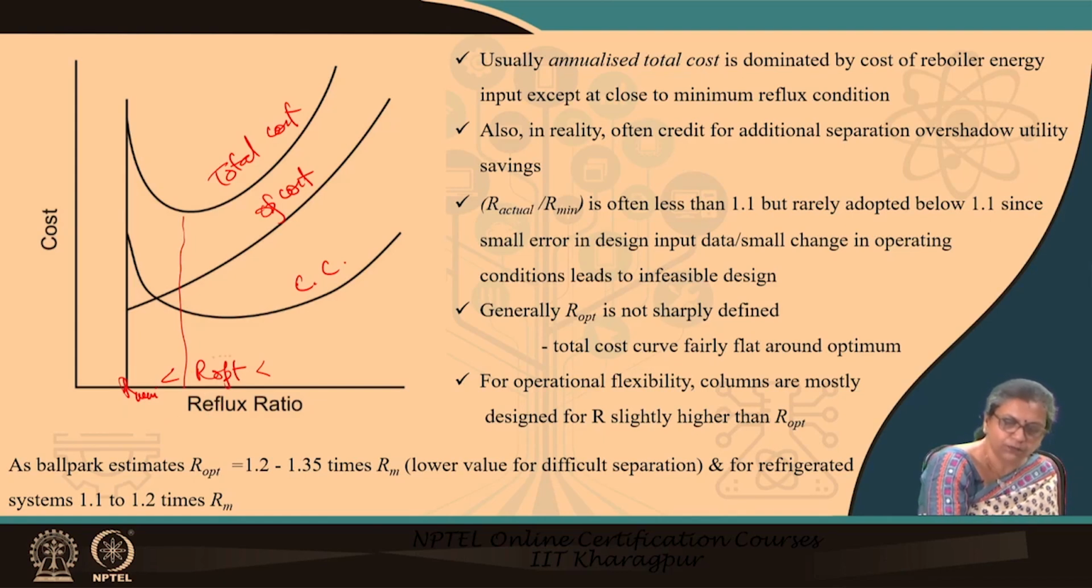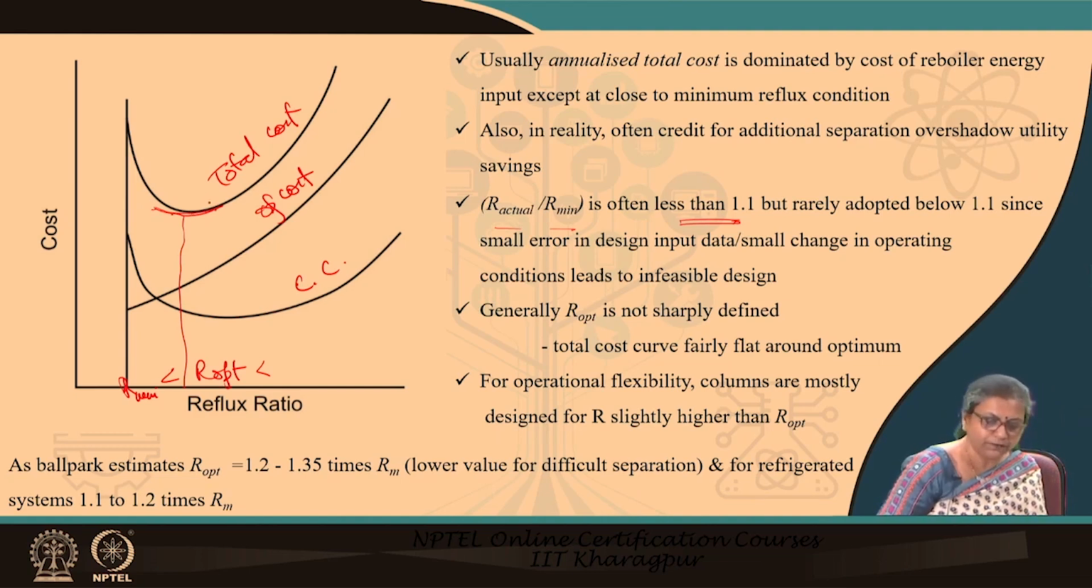So, therefore, this R optimum is obtained from economics, as I have said, and we find that in practice R actual by R minimum can be less than 1.1, but we rarely adopt that, and mostly we find that this particular flattened portion extends for quite some time. So, therefore, we can take up any value of R here and operate it. Normally, you can assume that R optimum will lie between 1.2 to 1.35 times R minimum.